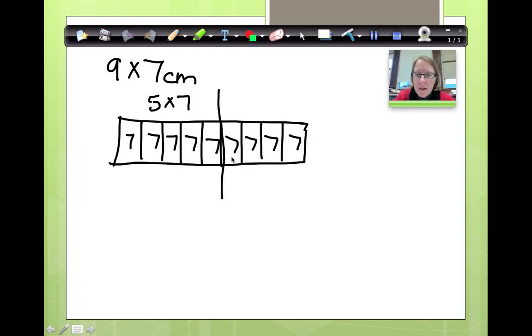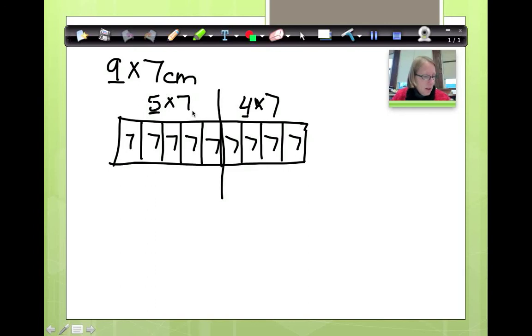What does that leave me with over here? 1, 2, 3, 4. 4 groups of 7. Isn't that interesting? Because 4 plus 5, what does that equal? That equals 9. So this group plus this group will give me the answer for 9 times 7, or 9 groups of 7.